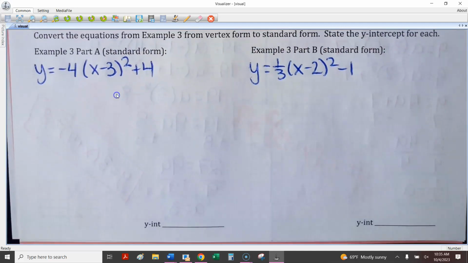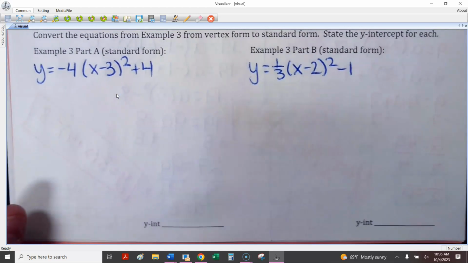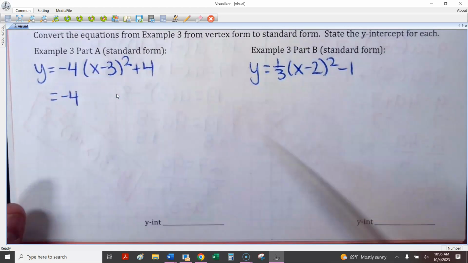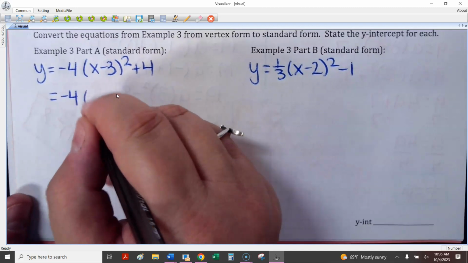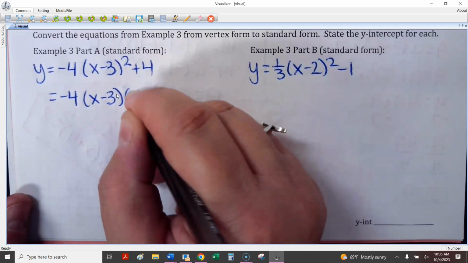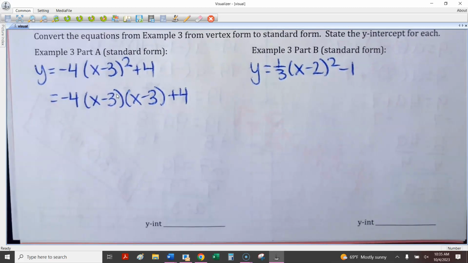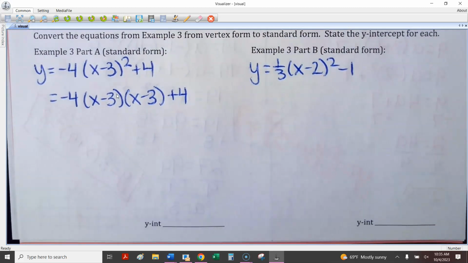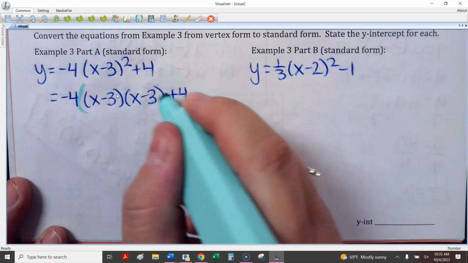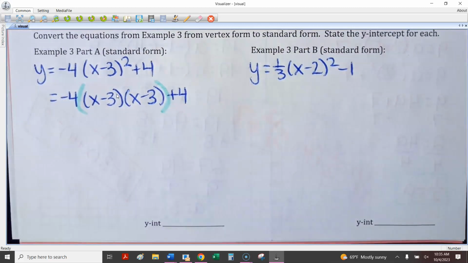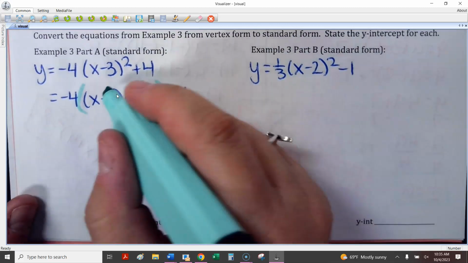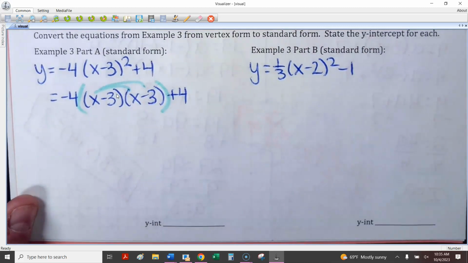So just don't forget, please don't forget, don't distribute that squared. What you got to do if you're squaring something, you're multiplying it by itself, so just write whatever's in the parentheses, just write it twice. And you don't have to do it in this order, but this would be what I would recommend to you. Foil or box, whichever one you like better, just the x minus 3 times x minus 3. So I think of it as a double distributive property.